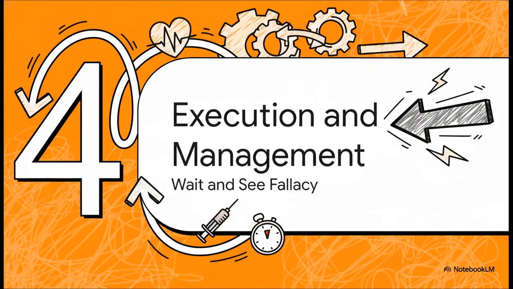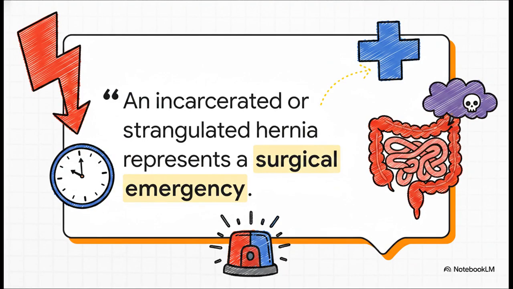Which brings us nicely to our final section, execution and management, and the deadly wait-and-see fallacy. Read this quote from the source material because it is the ultimate executional pearl. An incarcerated or strangulated hernia represents a surgical emergency. Attempting to just push it back in or opting for a wait-and-see approach while you send them off for advanced CT imaging is a fatal technical error. The risk of sepsis from dead bowel is way too high. Immediate surgical exploration is literally the only right move.